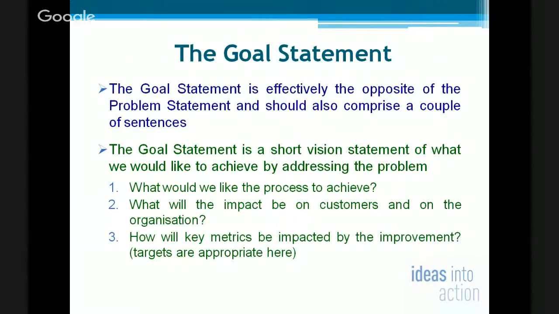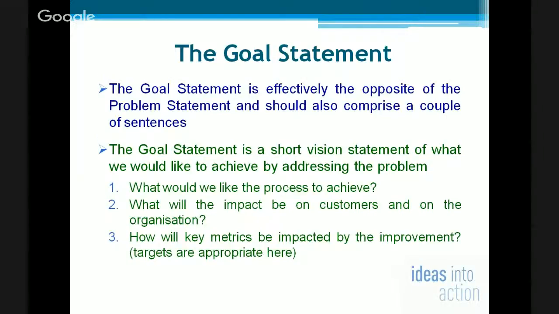The goal statement is effectively the opposite of the problem statement, and it also comprises a couple of sentences, and you typically will devise the goal statement fairly shortly after the problem statement. So it's the counterbalance to the problem statement. It's a short vision statement of what good would look like from the improvement project, what we would like to achieve by addressing the problem that we've identified previously.